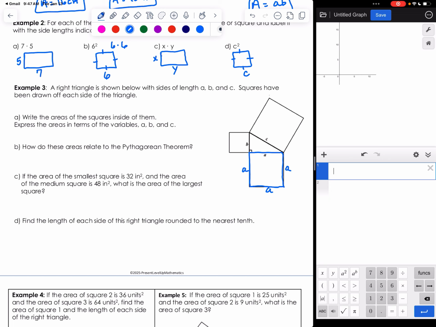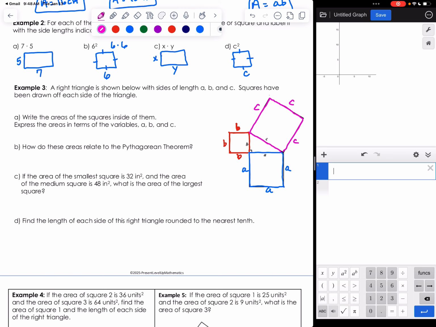Then we have another side, our other leg, b. It also has a square drawn off the side of it where all of the side lengths of that square are the length of b. And then finally, for our hypotenuse, which we've labeled with a c, if a square is drawn off the hypotenuse, all of the sides of that square would have to have a length of c.